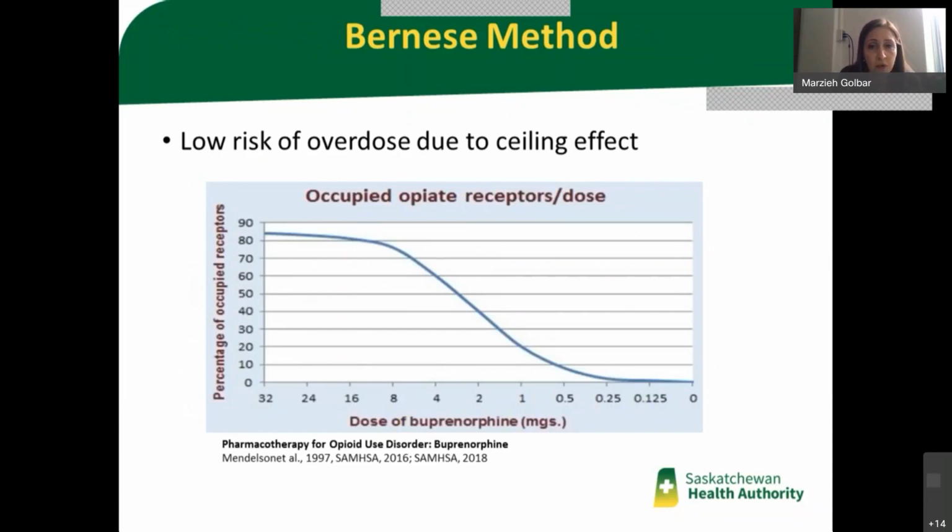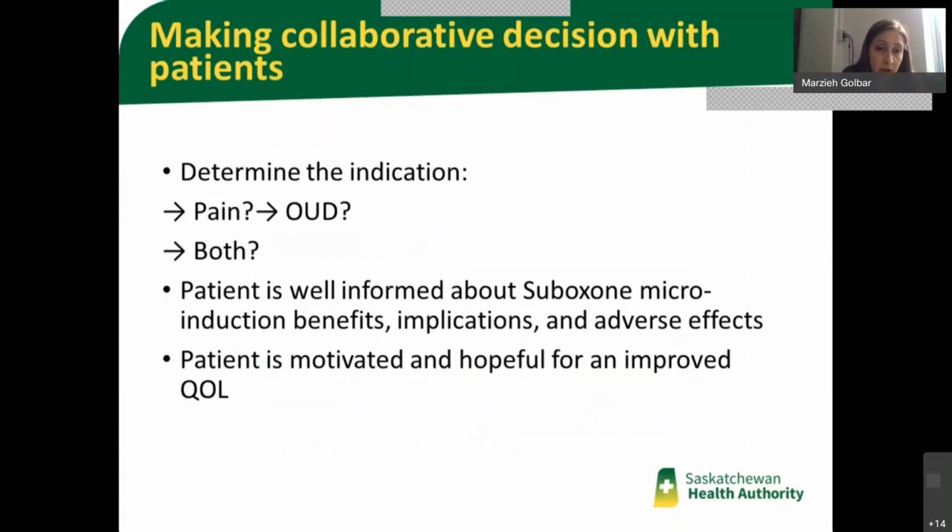It's a low risk of overdose due to the ceiling effect. As you see, the smaller increments, as they are introduced into the system, increase the percentage of occupied receptors. But once they reach 24 to 32 milligrams per day, the occupancy levels off. So it plateaus. So what we do is determine: is it for pain? Is it for opioid use disorder, or is it for both? And many times you see that both conditions are involved.